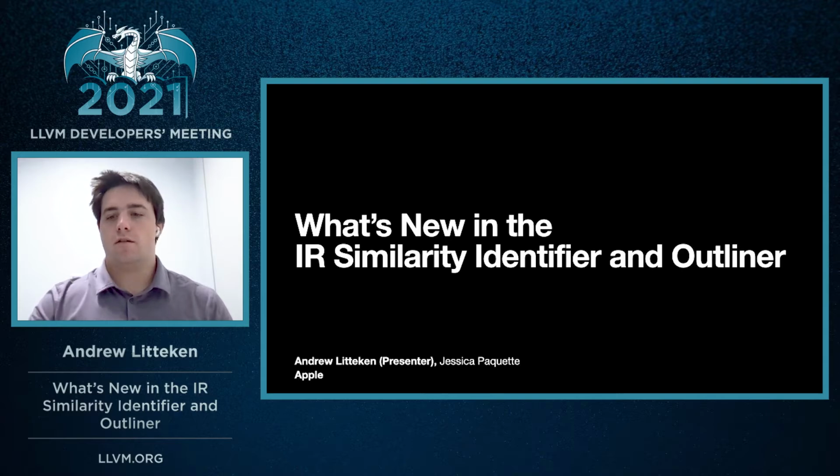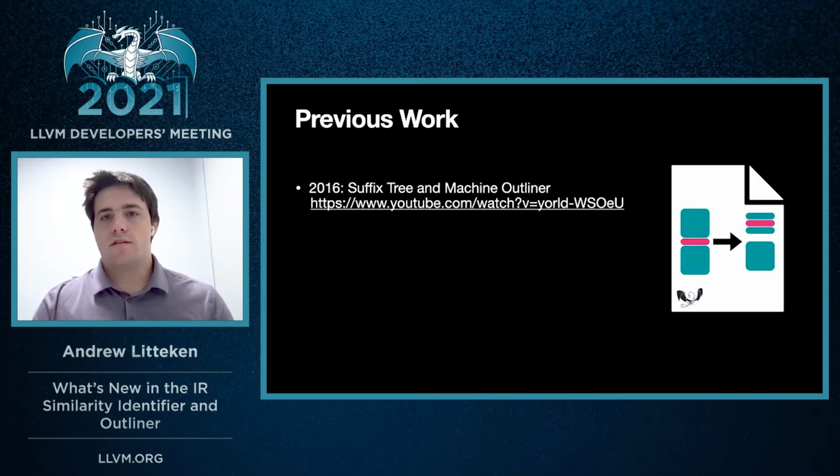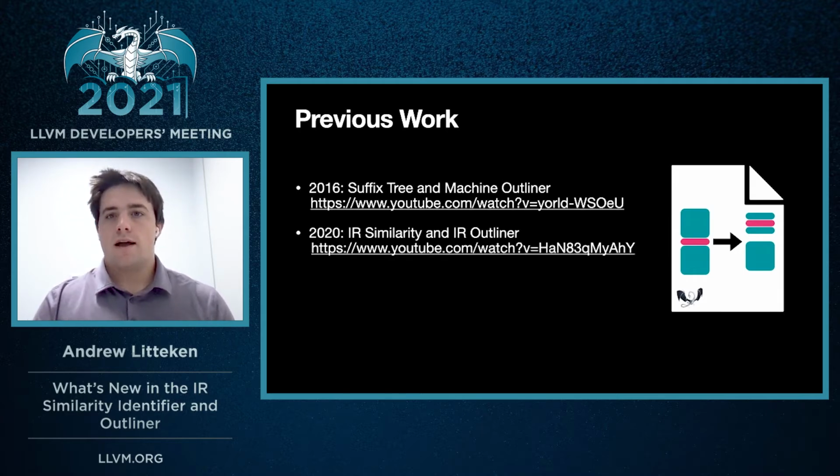Similarity Identifier and Outliner. At the 2016 LLVM Dev meeting, Jessica Paquette introduced and talked about the suffix tree and machine outliner. Last year we introduced the IR Similarity Identifier and Outliner that builds on the same strategies and found a 1.3% code size reduction on average in CTMark and is currently in open source. For a review of how we do outlining, please watch these two talks.